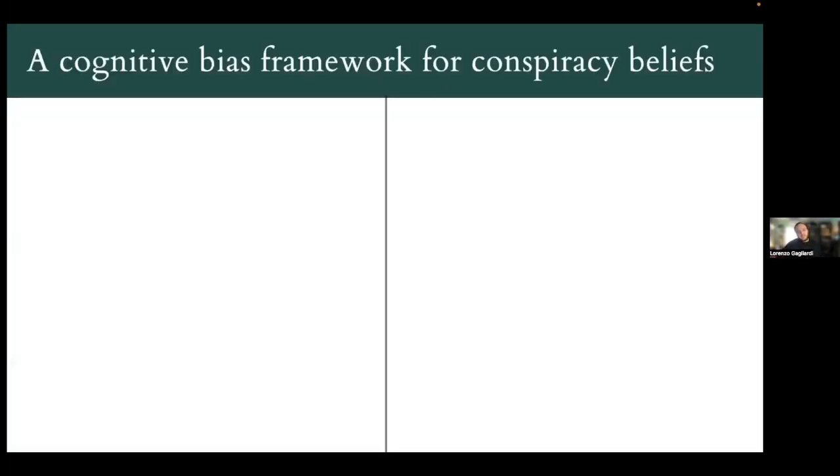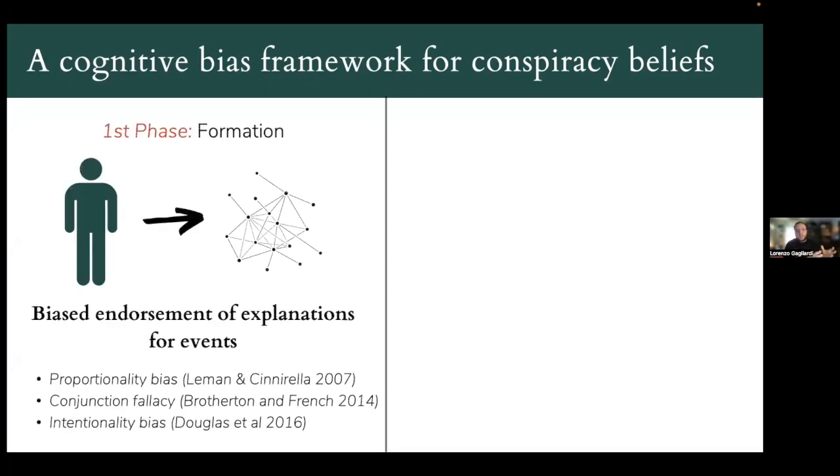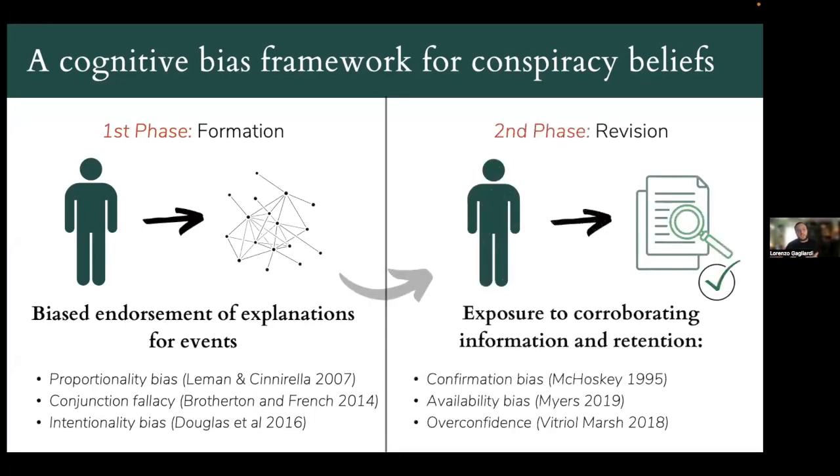So in this paper, we propose a framework to organize cognitive biases in terms of how they intervene in the process of creating a conspiracy belief. So basically, we have a first phase, which is the formation phase, in which you have a biased endorsement of explanation for events, and then a second phase in which the individual encounters new pieces of evidence and tries to incorporate it in their previously formed system of beliefs.